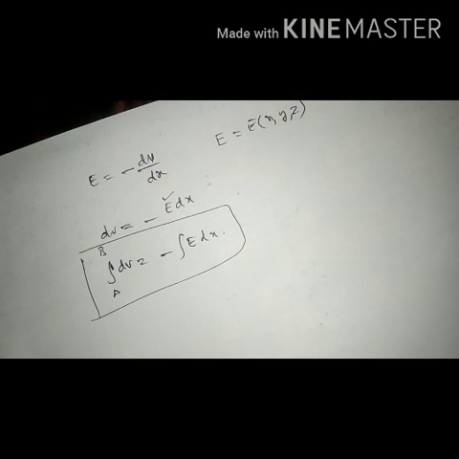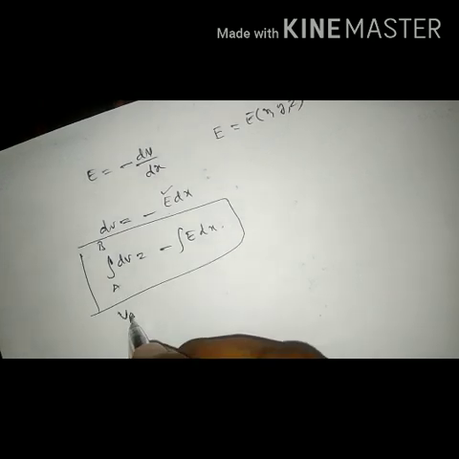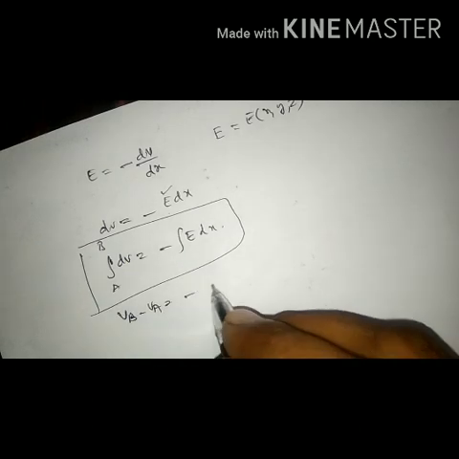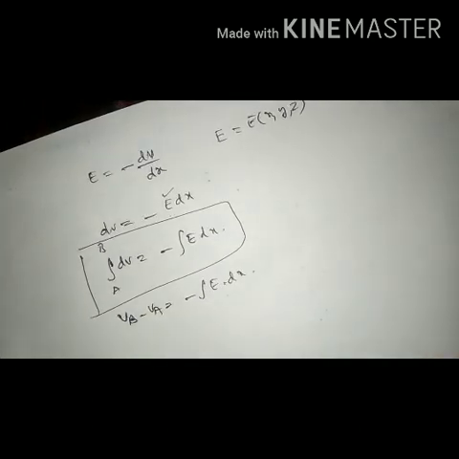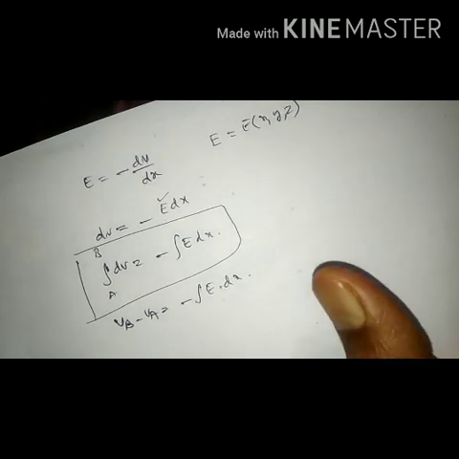That is, we are going to get potential difference VB minus VA. VB minus VA is equal to integral of minus E dx, or if it is x component, y component and z component, you can take 3 components also. So this is regarding this one.